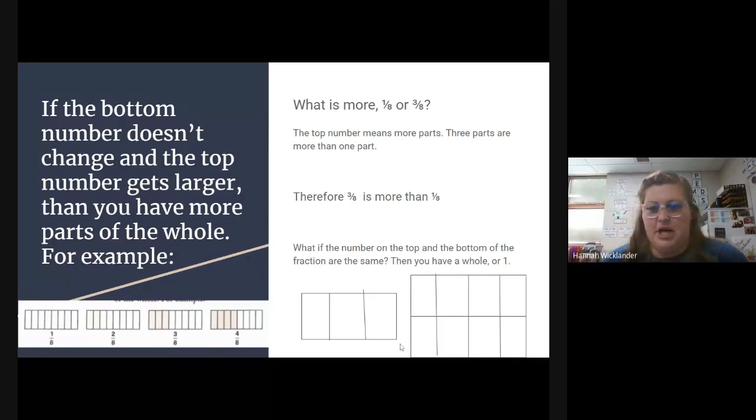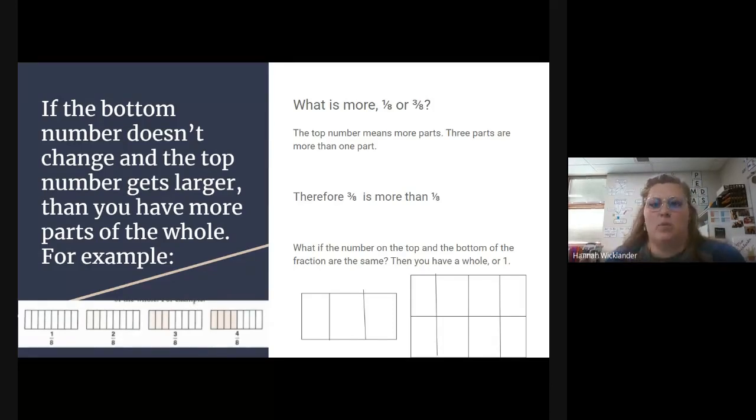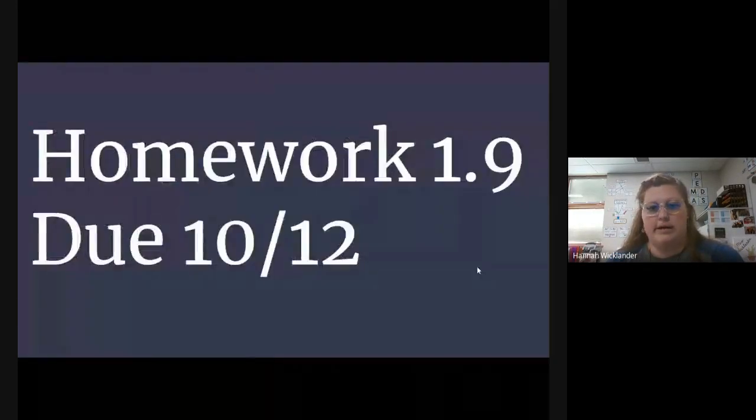So what if the number on the top and the bottom are the same? Then you have a whole. So if it's 3 out of 3 or 8 out of 8 or 2 out of 2, then it's just 1, because 3 divided by 3, if we plug that in our calculator, gives us 1. So then you have a whole number or a 1.